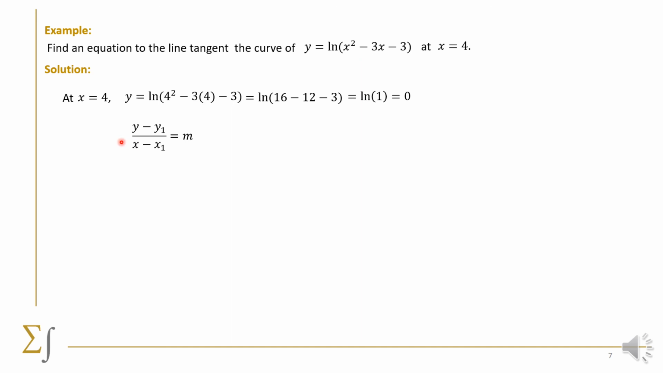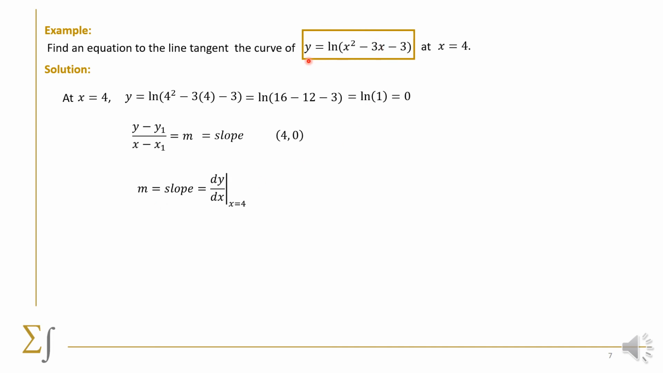Also, we know that the equation of a straight line needs a point and a slope. So here we have the point, which is (4, 0). Next, we need to find the slope. So this is the 4 and the 0, our point. We need to find the slope. The slope is equal to the derivative of the function evaluated at x equals 4, and we call it m.